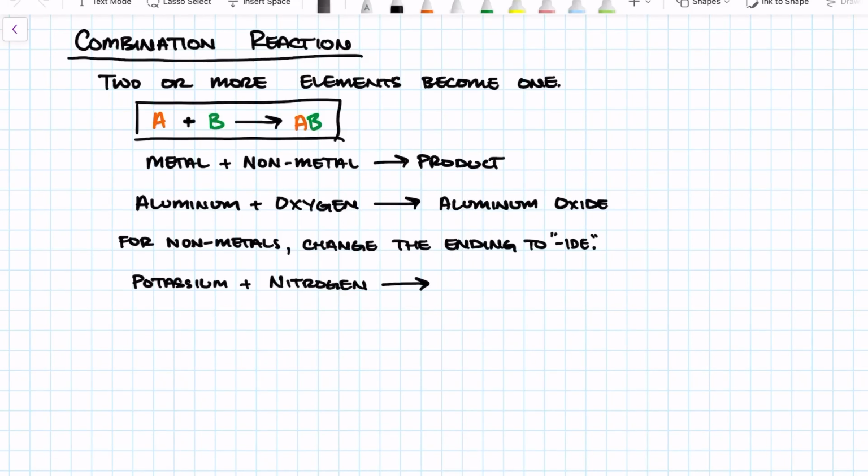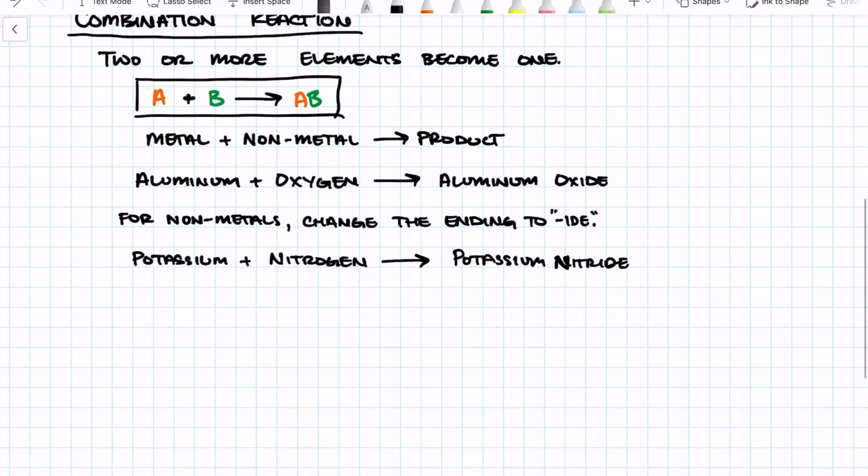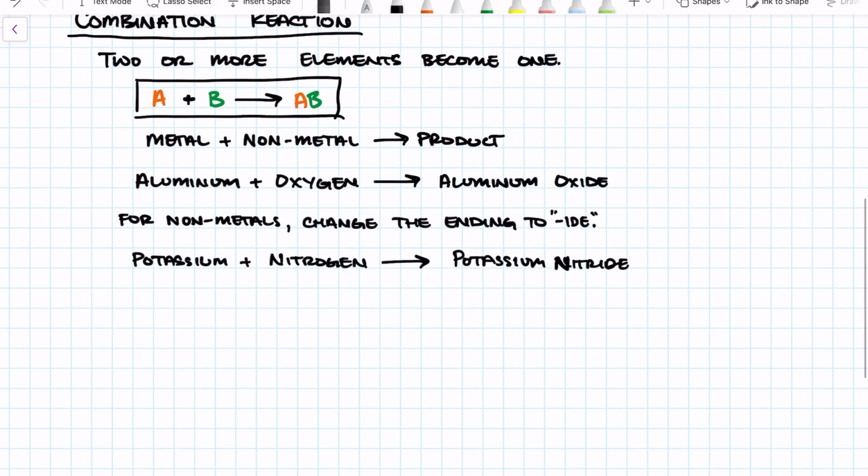So yesterday we ended with this note right here, and the answer that you should have is potassium nitride. If you got that, you are correct. And if you did not, then you could take a look at which one is the metal and non-metal, and remember the rules in naming these elements. All right, so that's a combination reaction. Now, we're going to cover a new one today, and that is called a single replacement reaction.